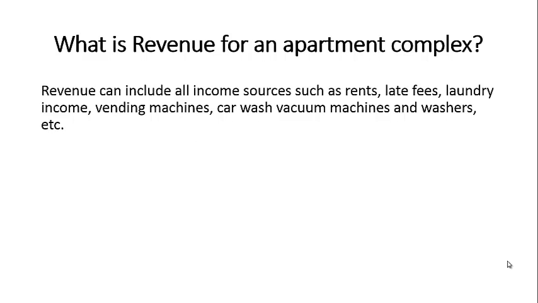So what is the revenue for an apartment complex? The revenue can include all income sources such as rents, late fees, laundry income, vending machines, car wash, vacuum machines, and washers, etc. Anything that brings income into the property is pretty much revenue for an apartment complex or a self-storage facility.